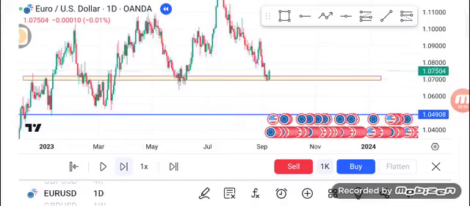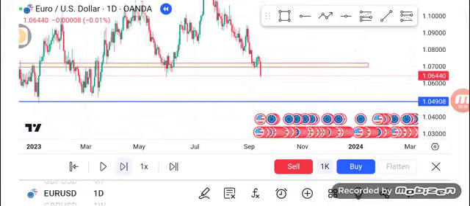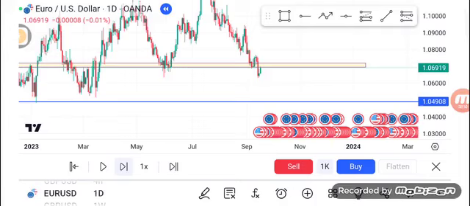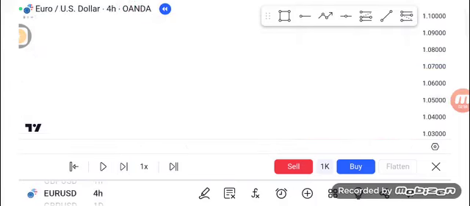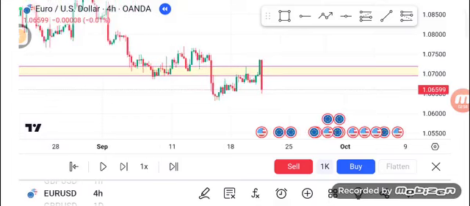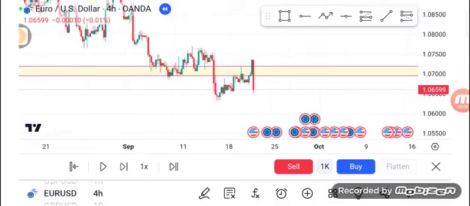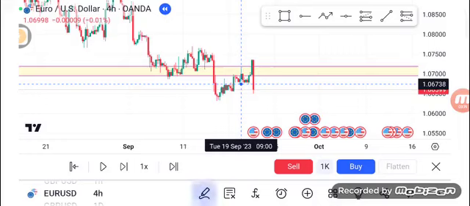Let's fast forward. We have a break below. Wait for the market to go back to that area, then we slow down to the 4 hour time frame. I take my trades on 4 hours, sometimes 1 hour, depending. But I do my analysis on the daily time frame.